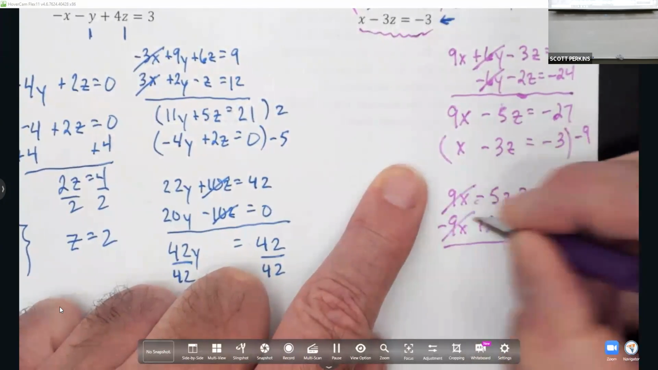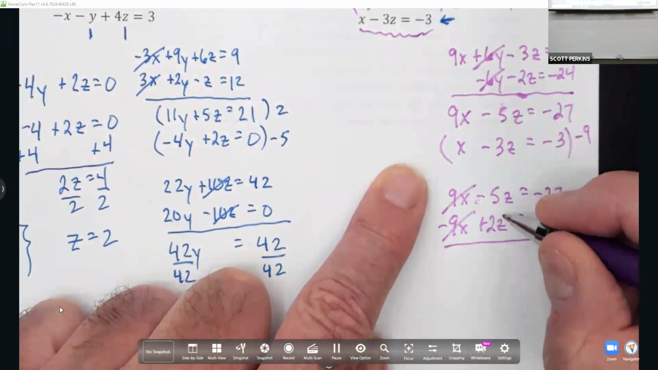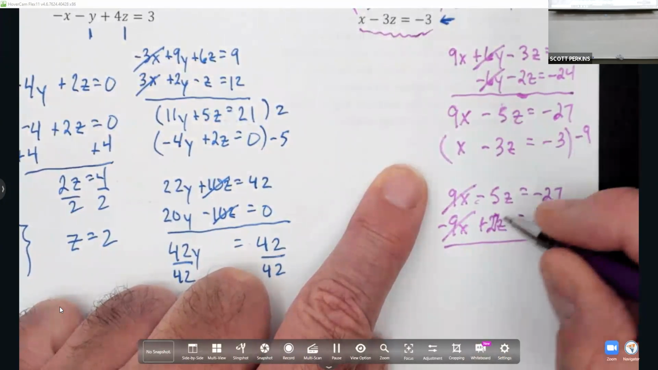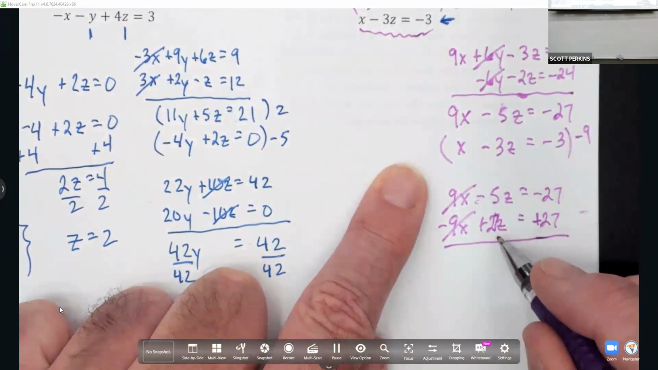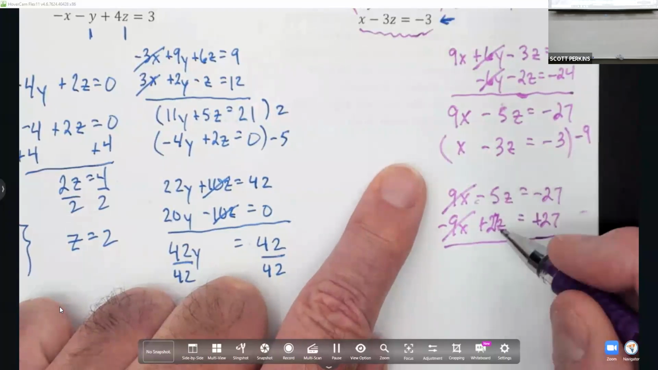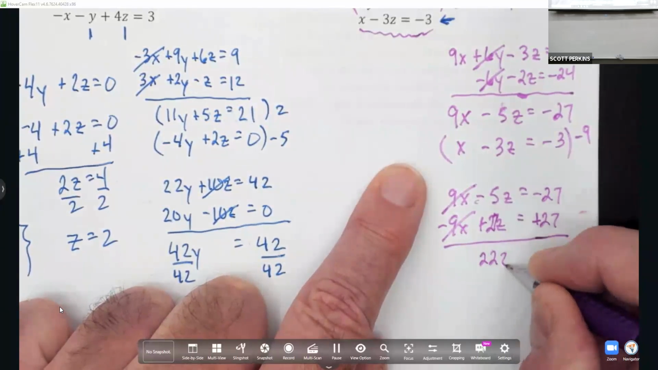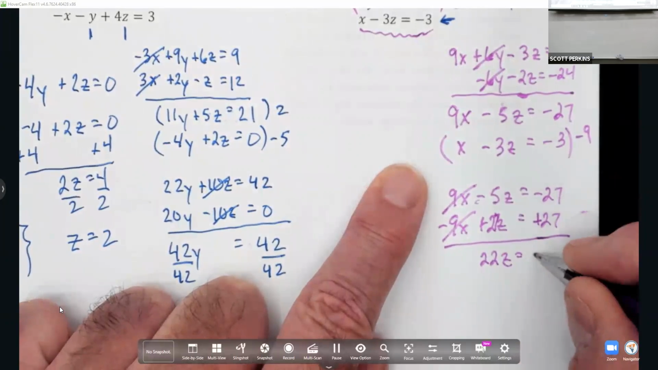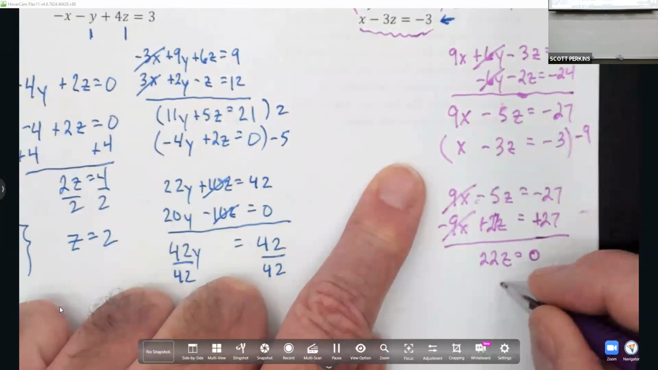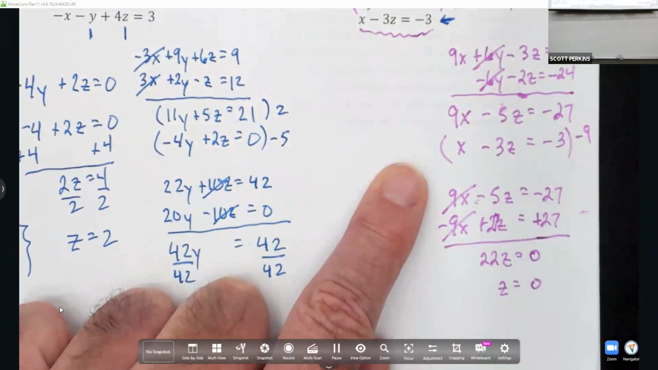My x's cancel. -5, I wrote 2 here instead of 27. Sorry, that's my bad. -5 plus 27, even though it's written very poorly. -5 plus 27 is 22z. -27 plus 27 is 0. Z is 0.